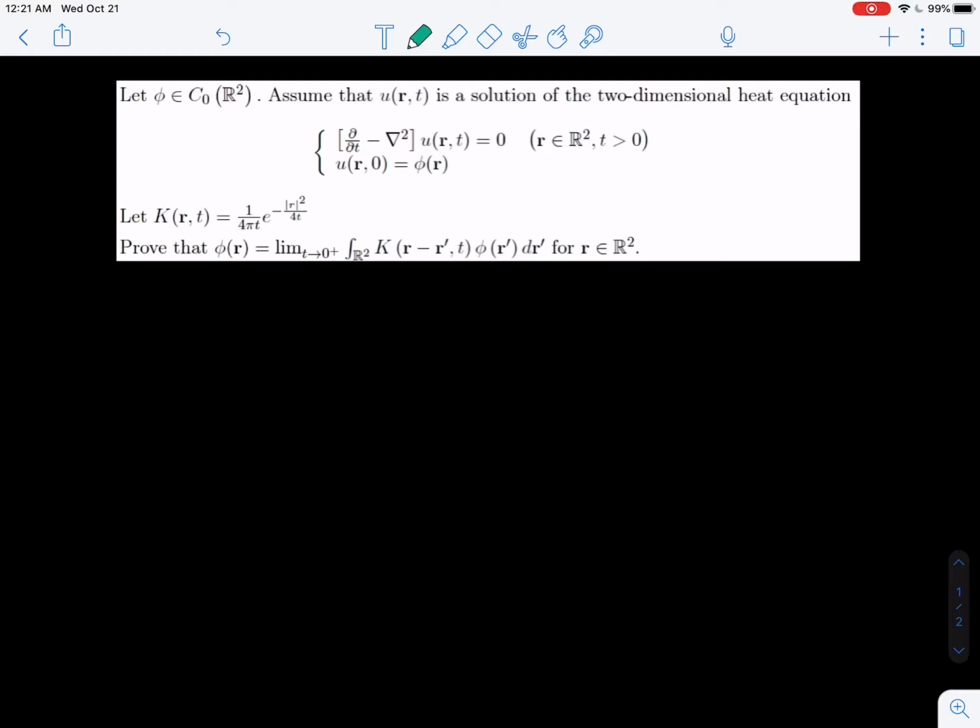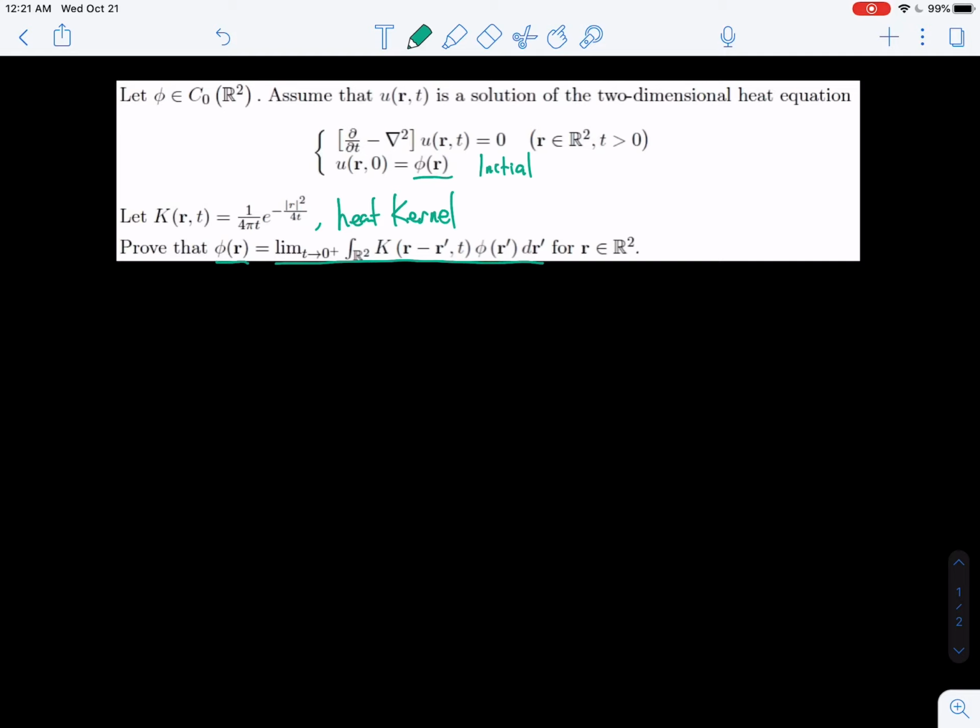Let's say we're given a two-dimensional heat equation and our initial condition is given by phi, okay? So this is our initial. And we're also given K, the heat kernel. Here's what we need to prove. We need to prove that our initial condition phi is equal to this expression right here.